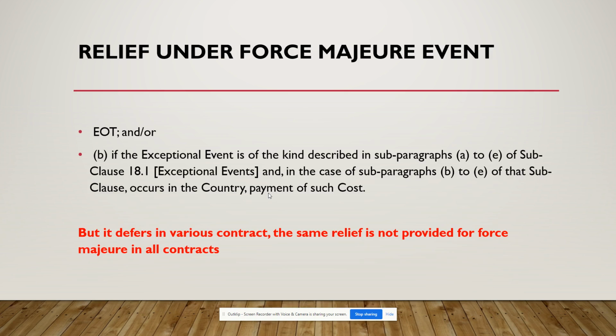This also differs in various contracts. The relief I am telling you now is the general condition provided in the FIDIC. But if you see your particular project contract, maybe this relief will not be the same. Sometimes they won't provide the cost relief itself. Most probably in all contracts they will provide the extension of time. So you have to see your project contract. But these are the conditions available in the FIDIC general conditions, the FIDIC book.